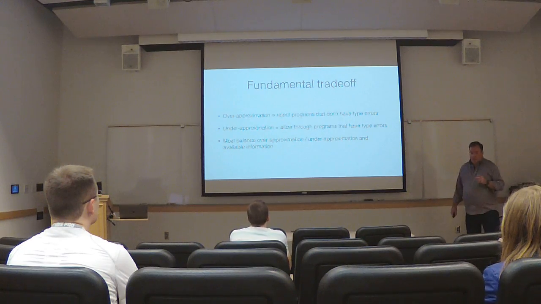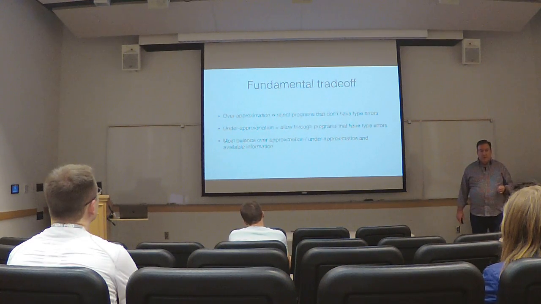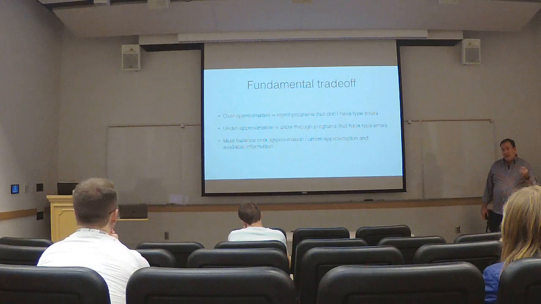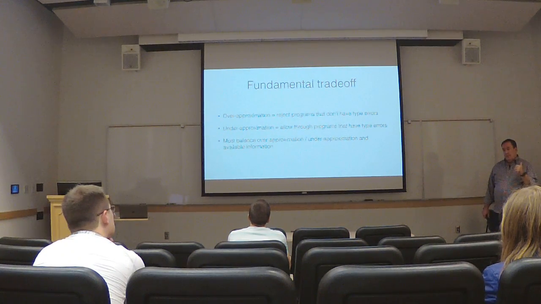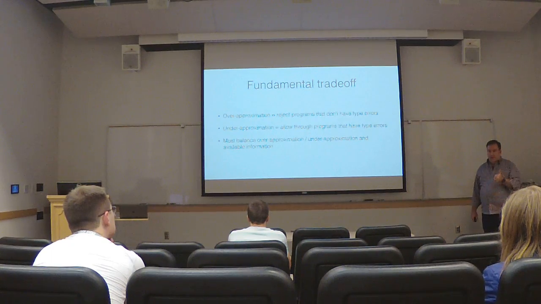And so this leads to a trade-off, and it's a fundamental trade-off when you're working with static type checking. There's over-approximation, which says, if I cannot determine what the type of this is, I'm going to reject it and give an error, because there might be a type error. So this is the ultra-conservative approach.